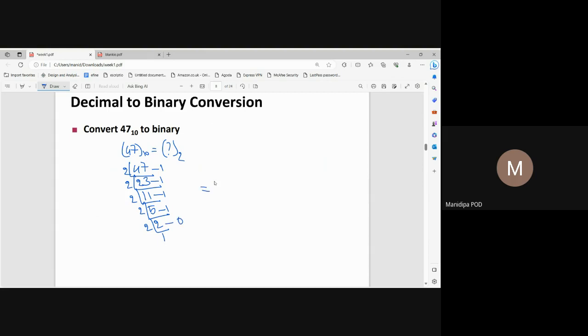So what will be the binary equivalent? Go from bottom to up. So 1 0 1 1 1 1 base 2. So this is the binary equivalent of 47 base 10.